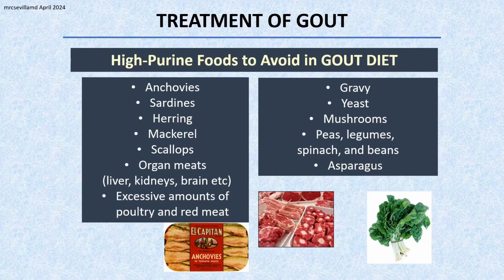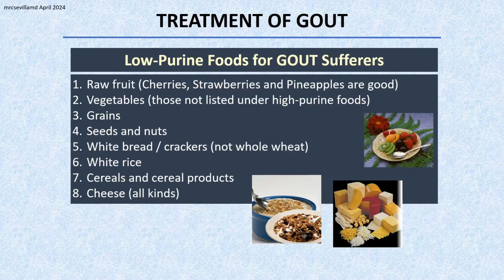These are some of the foods most people are advised to avoid: anchovies, sardines, scallops, organ meats, gravy, yeast, and mushrooms. Unfortunately, most foods contain purines in varying amounts, so instructing patients not to eat anything that contains them is tantamount to saying don't eat anything at all. Therefore, a better way of recommending a proper diet for gout patients is to list down those that have a low purine content and how often they can be taken to avoid an undue increase in their serum uric acid levels.